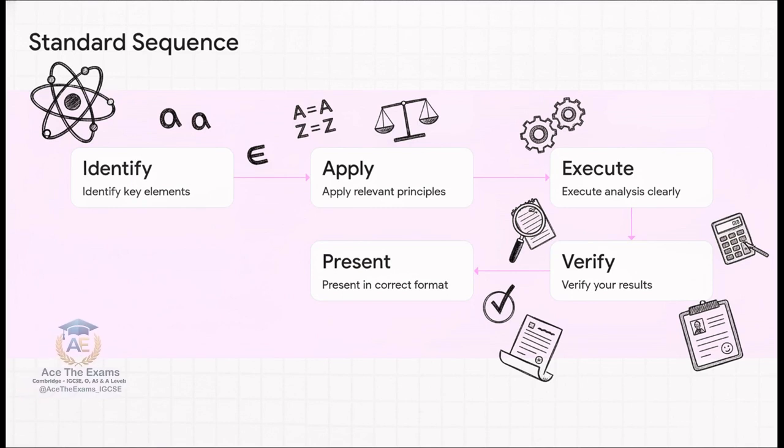First, you identify the key elements in the question. Are we dealing with alpha or beta? What's the starting isotope? Second, apply the relevant principles, like the conservation of mass and atomic numbers. Third, execute your analysis with totally clear step-by-step working. Do not skip lines. Fourth, verify your results. Take a second to look at the new atomic number. Does it actually make sense? And finally, fifth, present your answer in the appropriate format.